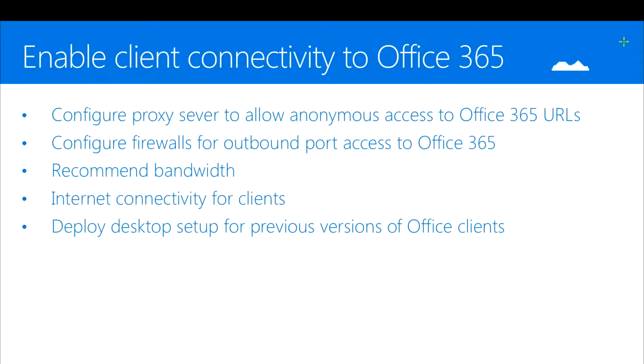So what about enabling client connectivity to Office 365? Of course, make sure that you choose the correct ports, watch out for firewalls, make sure that you've got enough bandwidth, and so on. I'm using Office 2016 here. If you're using Office 2013 and 2016, one of the important things to remember is you don't need to download the desktop client. But if you're using an older version of Microsoft Office, you'll need to download that desktop client from the portal. It's in the software area of Office 365.